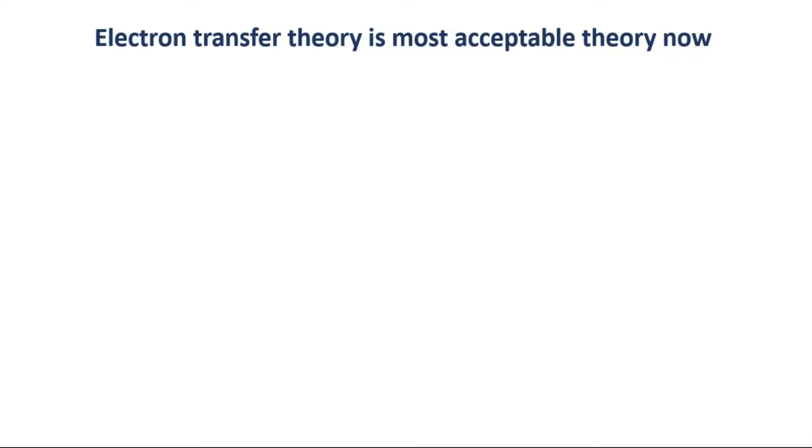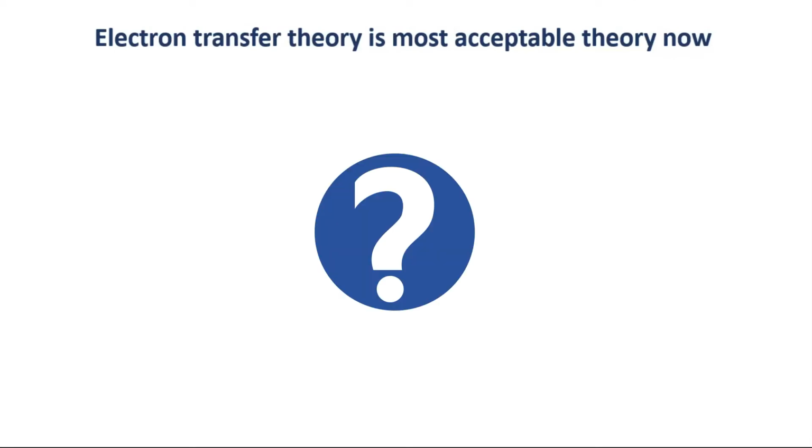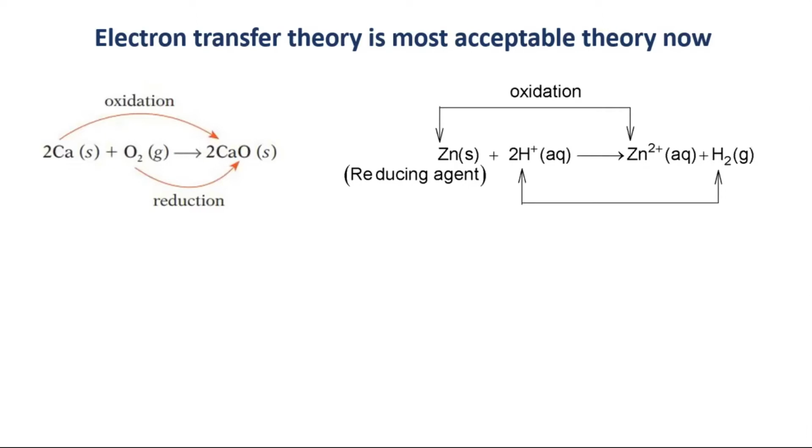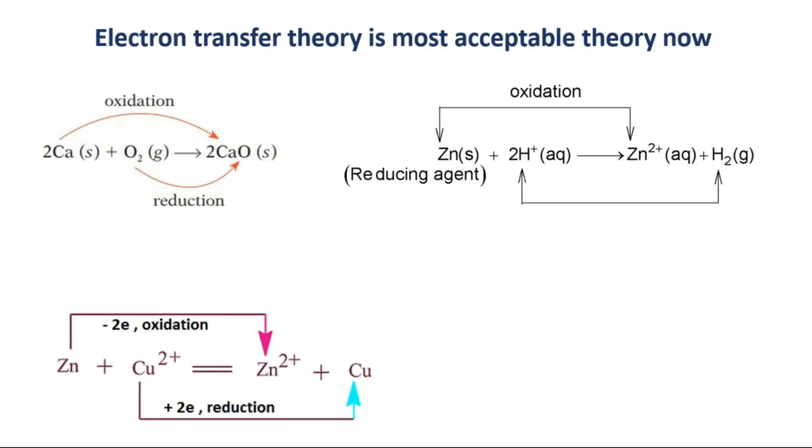Electron transfer theory is considered the most acceptable theory. Question is why? Consider this reaction where no hydrogen is present. So we can't explain redox using hydrogen. Now consider the second reaction, which can't be explained by oxygen transfer because no oxygen is involved. The third example is even more interesting. Here we won't find oxygen or hydrogen. But all these reactions can be easily explained using electron transfer theory.